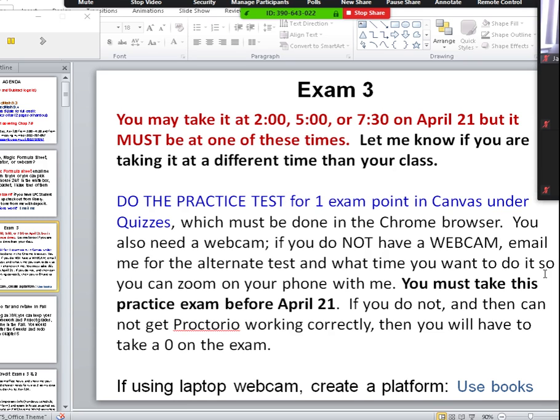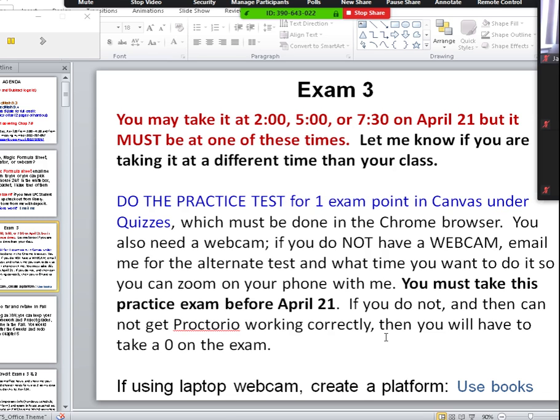Do the practice test for exam 1. It's worth one exam point. In-camp quizzes must be done in the Google Chrome browser. You also need a webcam. If you do not have a webcam, email me for alternative tests and what time you want to do it, so you can Zoom on your phone with me. You must take this practice exam before April 21st. If you do not, then you will have to take a 0 on the exam. Great, thanks.